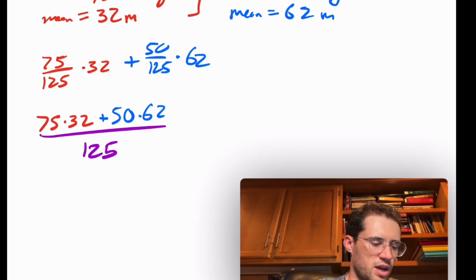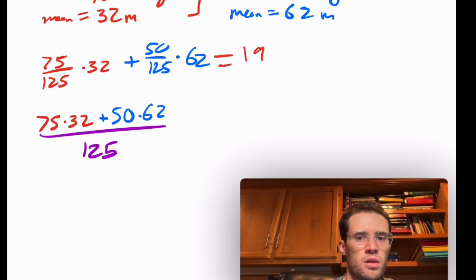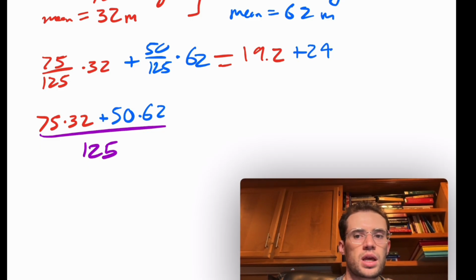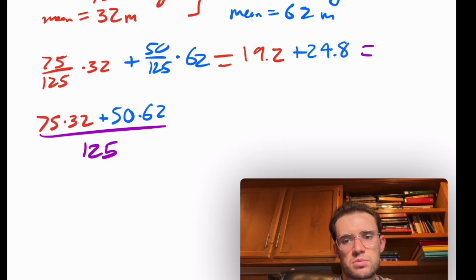All right, so I'm going to do the way that I wrote first this time. So it'd be 75 divided by 125 times 32 gives us 19.2. And then 50 divided by 125 times 62 is 24.8. So plus 24.8. And if you add those two together, just move the 0.8 to the 0.2, that becomes 20. 20 plus 24 is 44. That's what you get there.